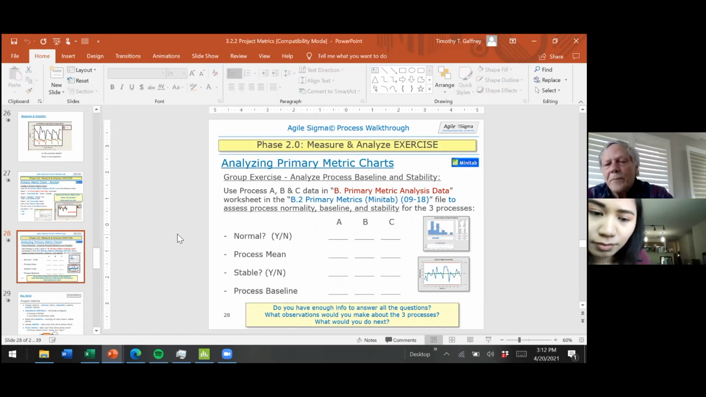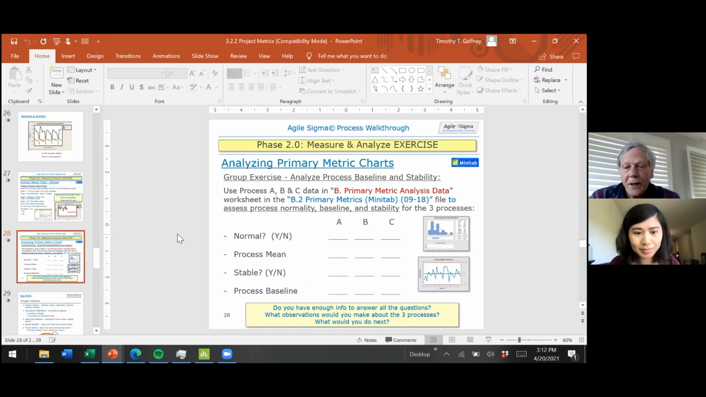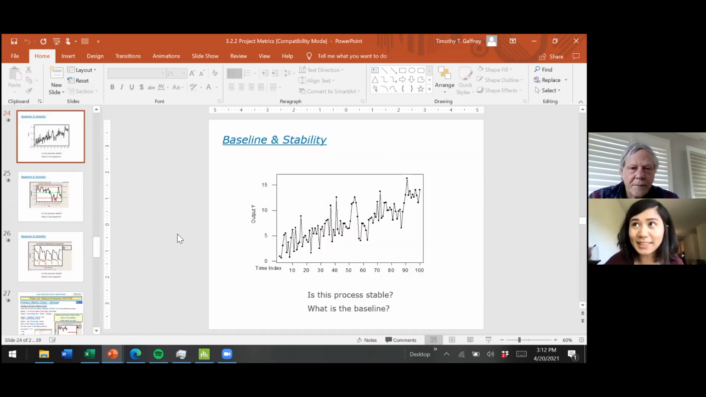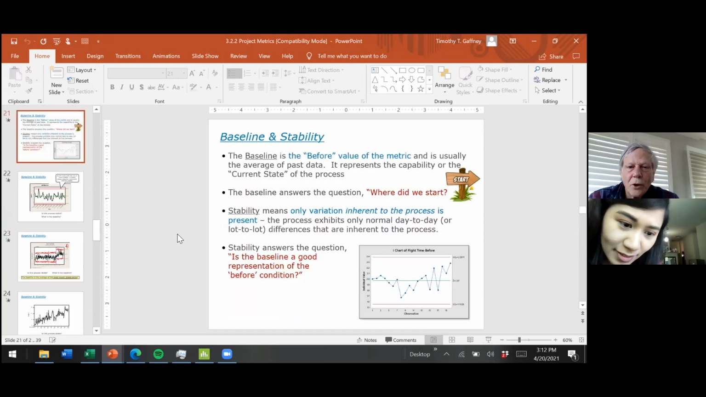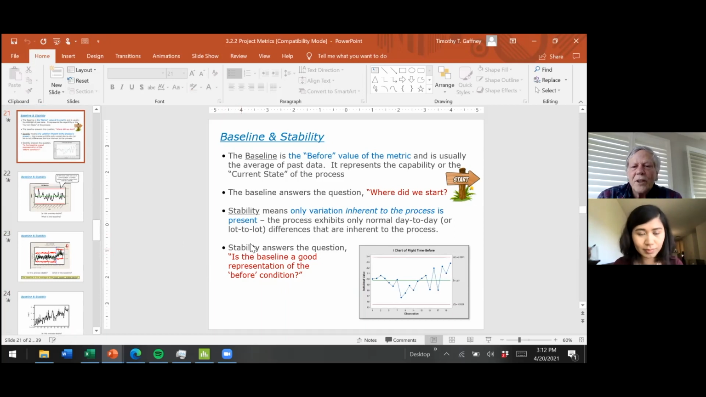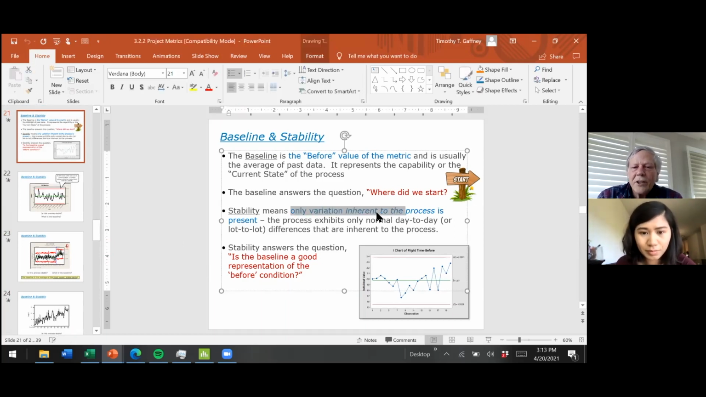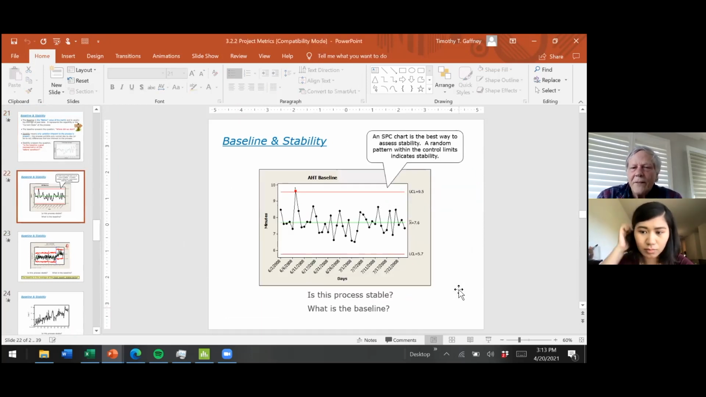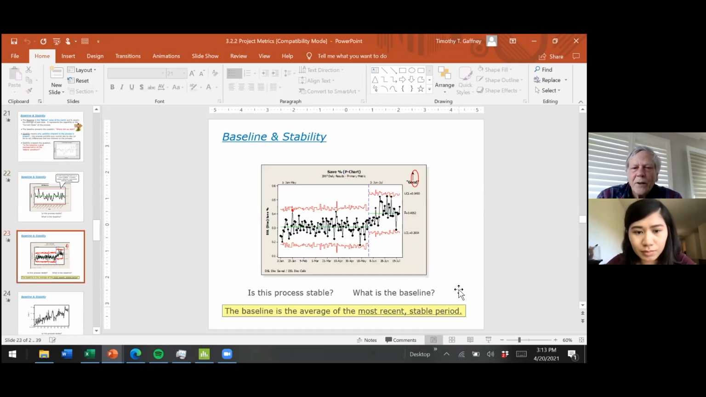So this is an example of, if you remember in this deck, we talked about stability. And if a process is stable, you can know its baseline. Okay. The baseline is always the most current, stable period of the process. It represents where did we start. And only variation inherent to the process is present. So if you had all this abnormal variation in there, there's no baseline, there's no stability. Okay. So the baseline is the average of the most current, most recent stable period.